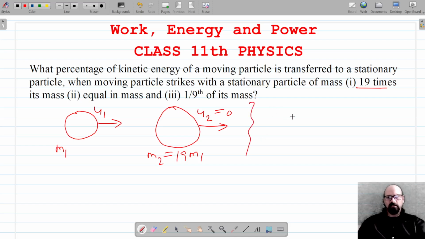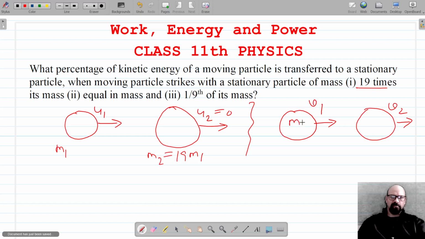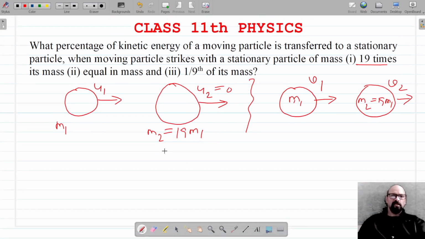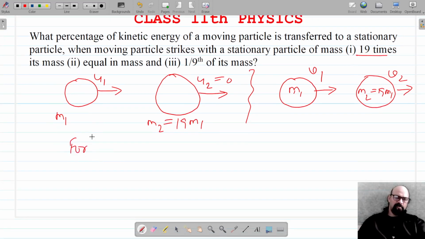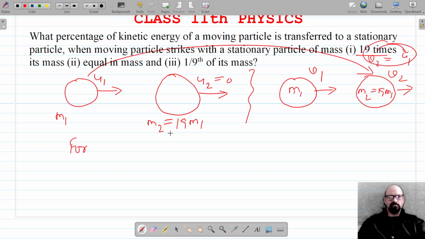Okay, they collide, and after collision, let v1 be the final velocity of the first body, and v2 be the final velocity of the second body. Their masses remain conserved, so this is m1, and here m2 is 19 times m1. So let's get our first set of equations. To find the percentage of kinetic energy transferred to the second body, we have to find v2 in terms of u1. So let's try to find v2.